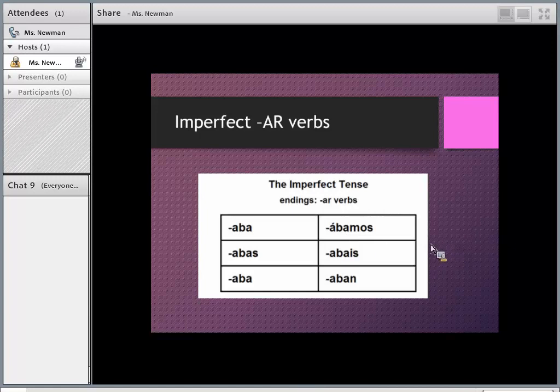So in this case, it's abamos versus ábamos. You can hear the difference. Abamos, ábamos. Okay, and notice here the yo form is the same as the third person, he or she, right? Aba and aba. So you would just understand who you're talking about in the context.